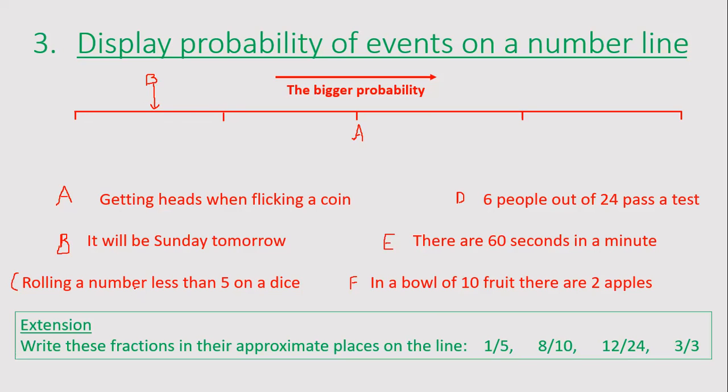C, rolling a number less than 5 on a dice. Well, there's 1, 2, 3, 4, so I'd say there's quite a high probability there. There's a lot of chances. There's 4 out of 6. So I would put that somewhere around this bit to say that it's very likely, getting towards certain.